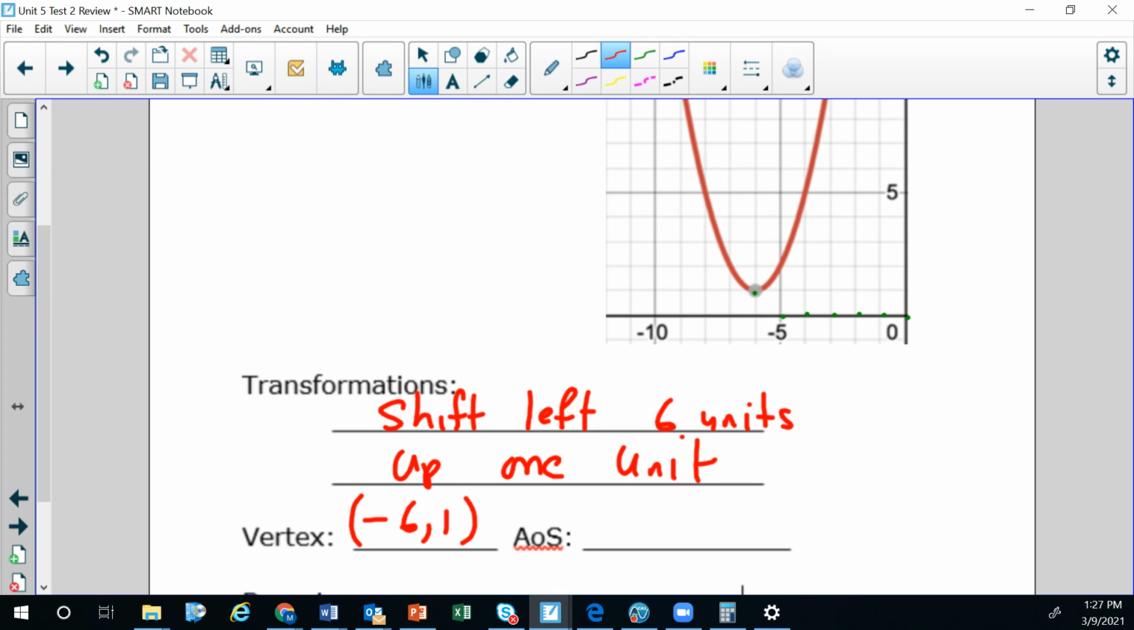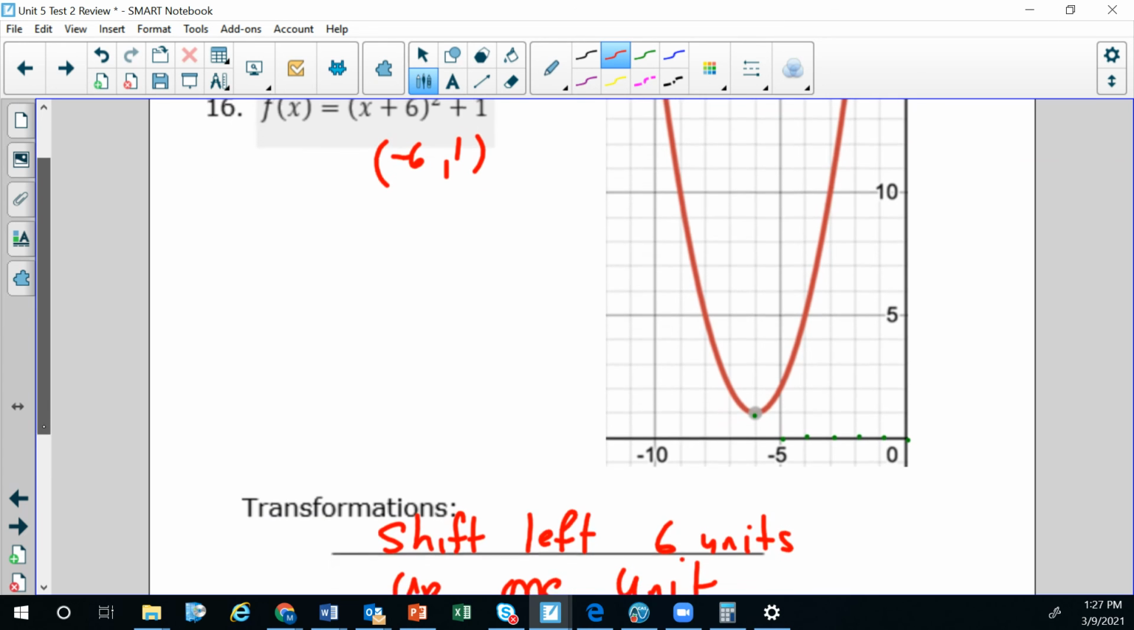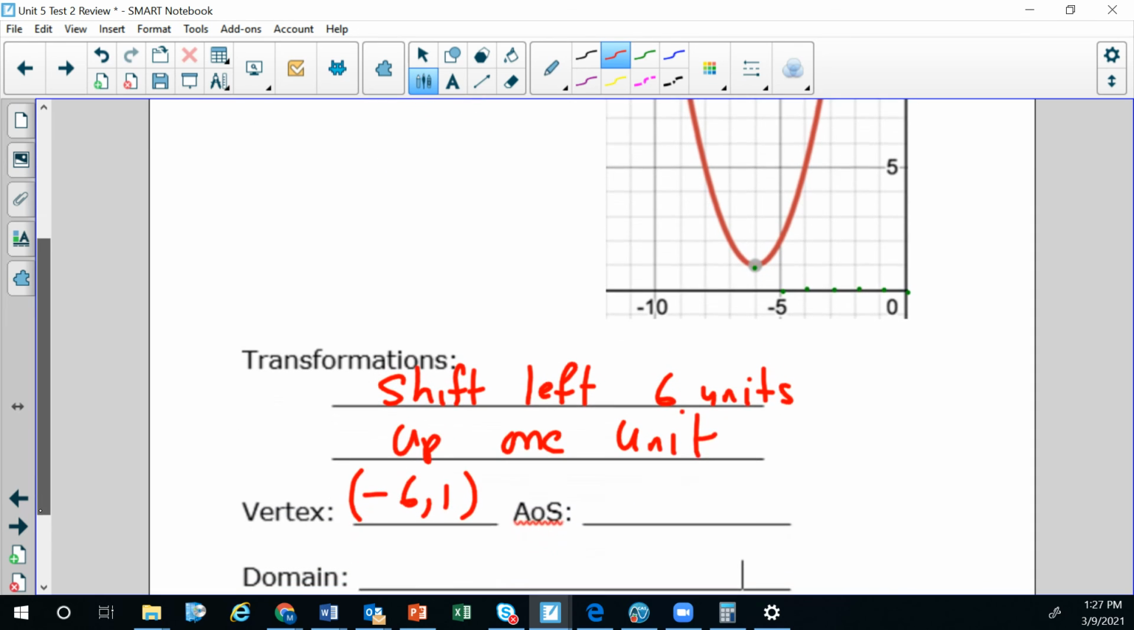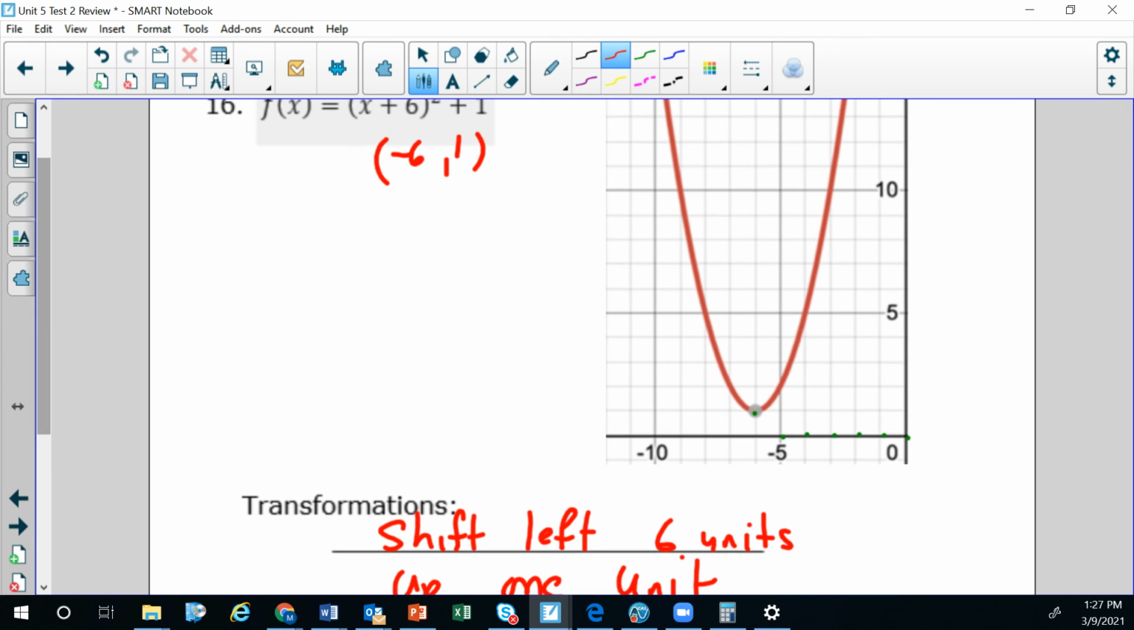And also, I just realized you can also look at the equation, right? So this is my h, this is my k. I'm going to flip the sign for the h. So that becomes -6. The 1 stays the same, 1. So that's how you can get the vertex too. Axis of symmetry is going to be x equals -6. Same as the x value right here. Or you can just draw a line through the graph. It's going to split the vertex at -6. So x equals -6.